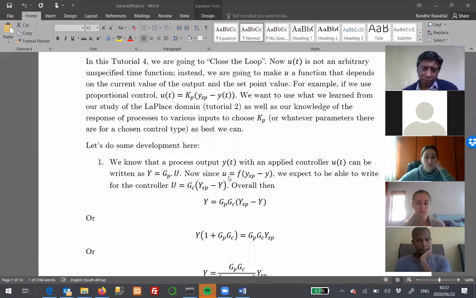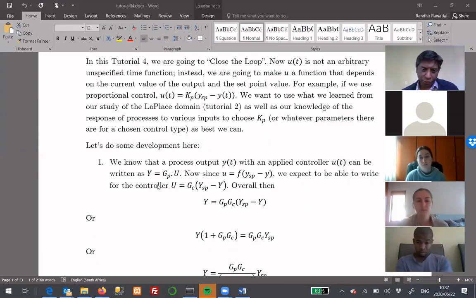So now if u is a function of this difference, the set point minus the current value, then we can say that if we Laplace transform this, we are going to get capital U. And then for the function, that's going to be a controller transfer function. And that will be a function of this difference. So Y_SP, we can write as capital Y_SP, and minus Y in the Laplace domain is a capital Y here.